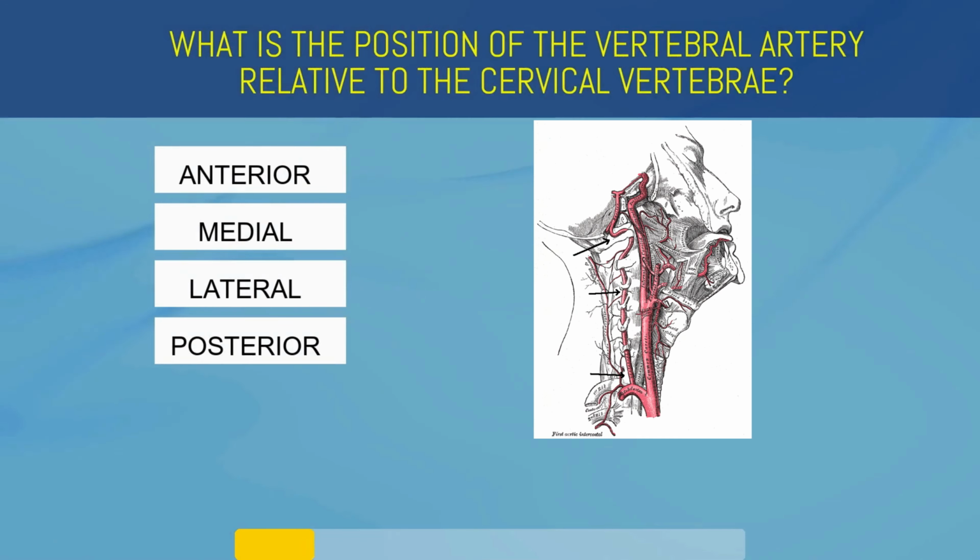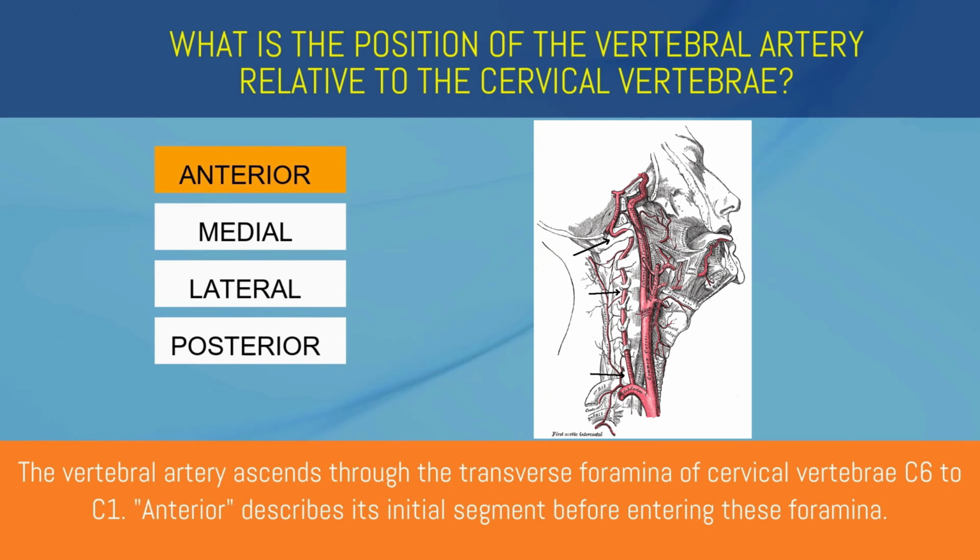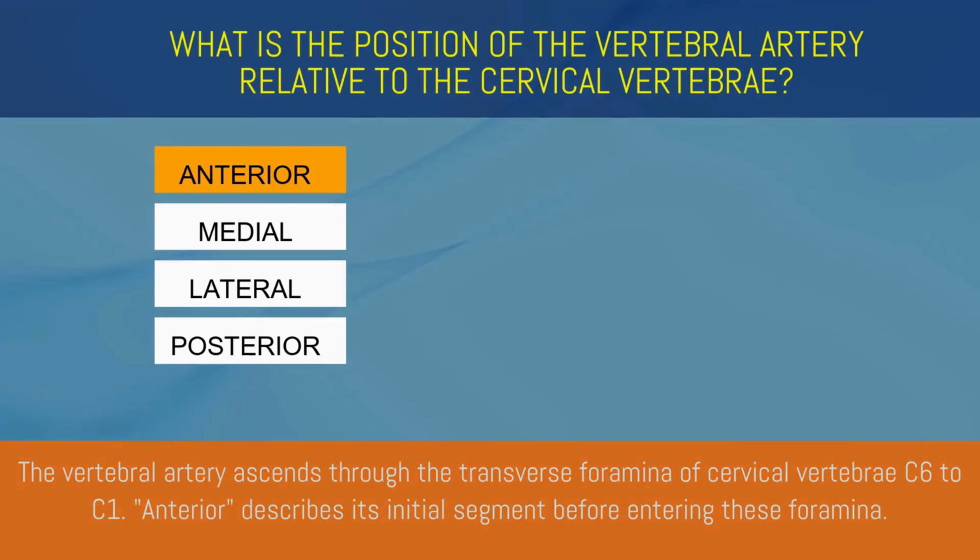What is the position of the vertebral artery relative to the cervical vertebrae? Anterior, medial, lateral, or posterior? Anterior. The vertebral artery ascends through the transverse foramina of cervical vertebrae C6 to C1. Anterior describes its initial segment before entering these foramina.